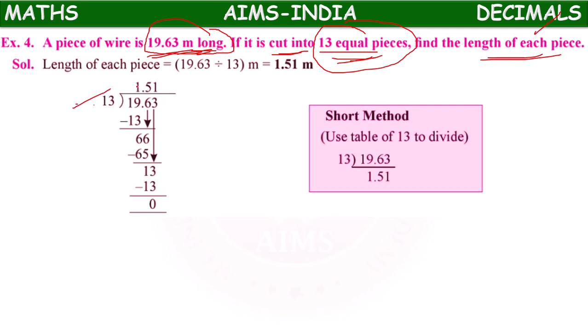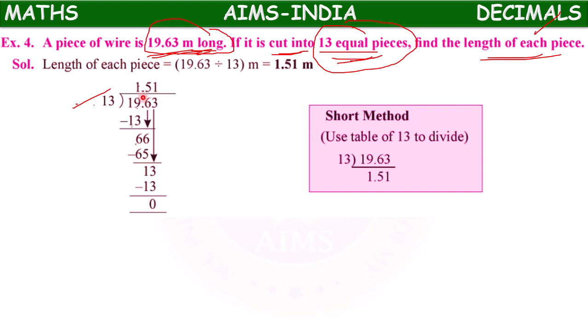13 1 is 13. 6 remaining. Next digit 6 we have to carry down. But here we have a point. So the point above, here in the quotient, we will place. As we have a point here, the point above in the quotient also we have to keep. Next 6 we can carry down. Now it is 66. Now 13 5 times is 65. 1 is remaining. Next number 3 we can carry down. 13 1 times is 13, 0.